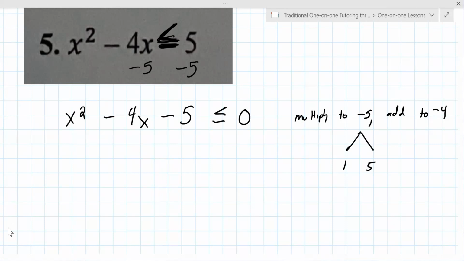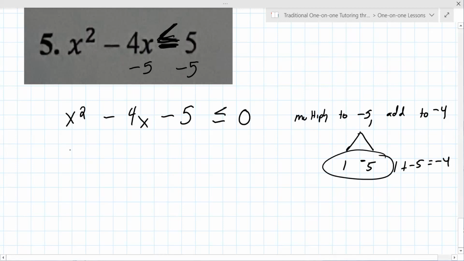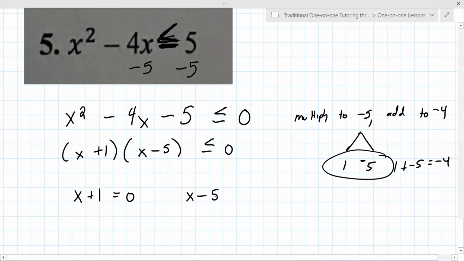Okay, so that right there is going to be -5, because 1 plus -5 gets you to -4, and that's what we want. So this is right. So we go x plus 1, x minus 5, less than or equal to 0. Now you have to set each of these equal to 0.